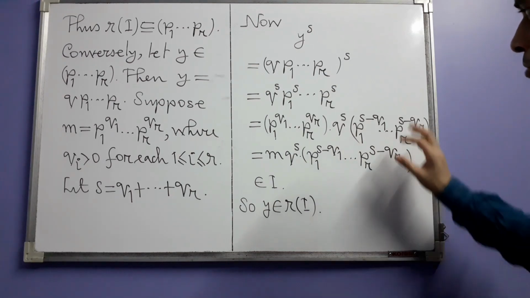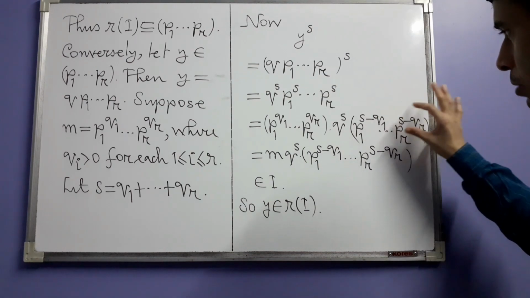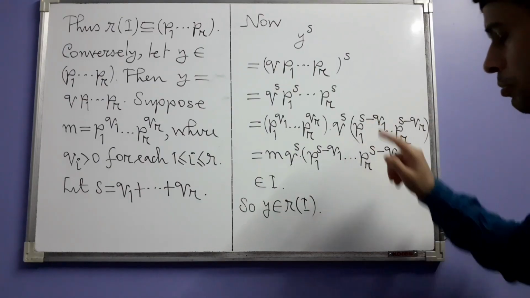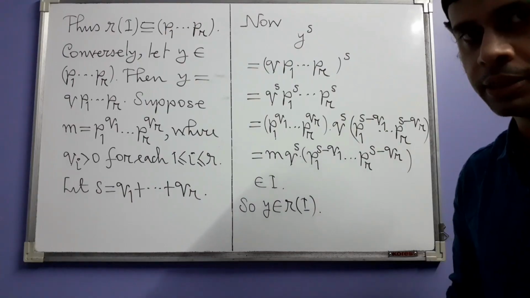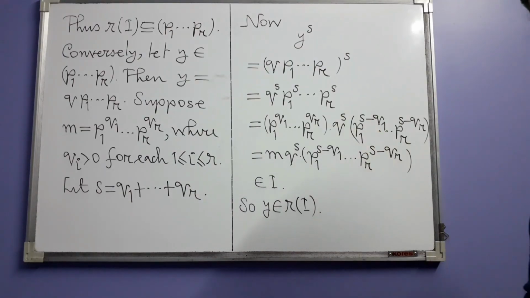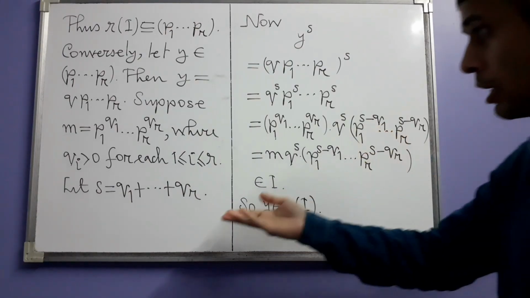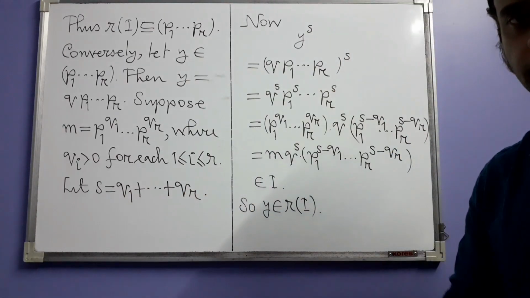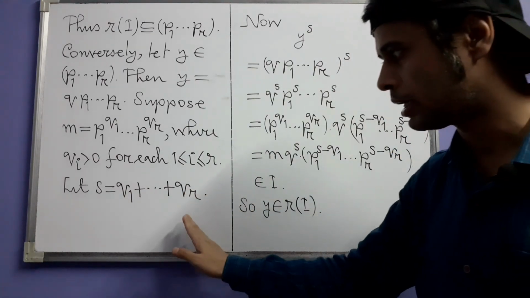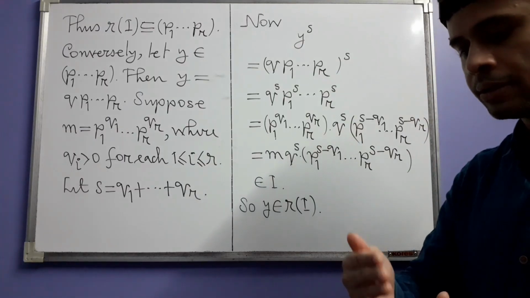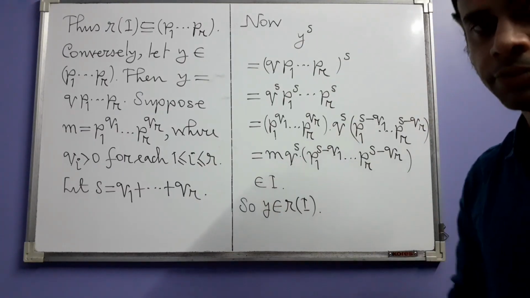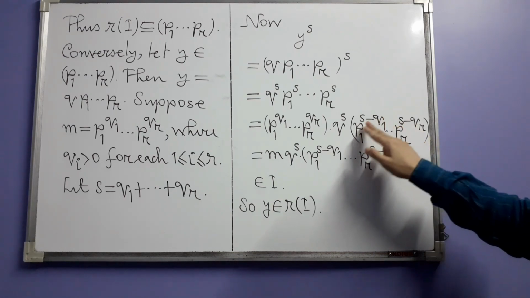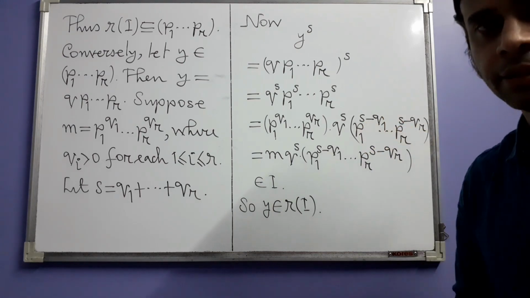But next comes the question of whether these powers are themselves integers. If the exponent is negative, then it's not an integer, but the exponent is not negative. Why? Because s is greater than or equal to each q_y. The q_y's themselves are positive, and s is at least as large as each one of them. That is why each of these exponents that you see, s minus q_y, is a non-negative integer.